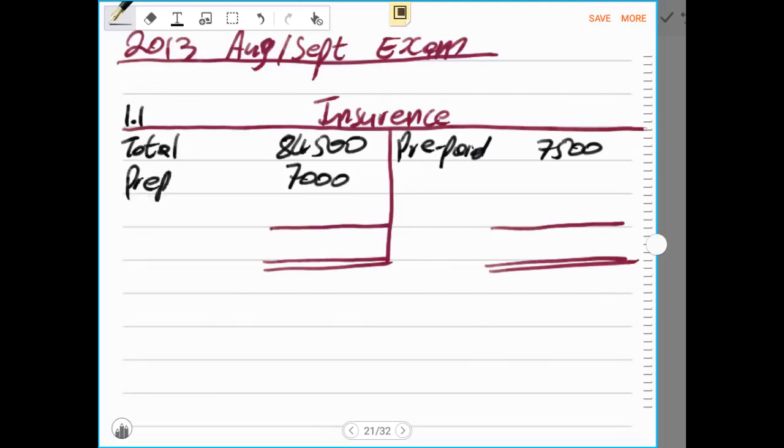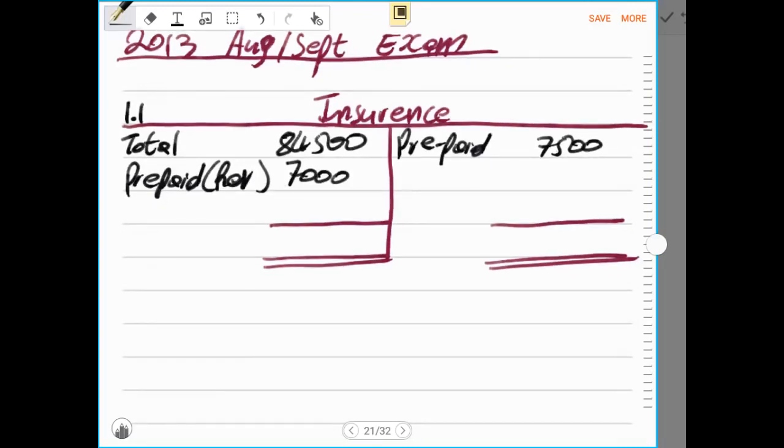So this is prepaid, you can say in brackets reversal. So this is prepaid last year, reversal. This is prepaid at the end of the year for next year, always on the credit side. Just keep that principle. I think it will simplify things for you.